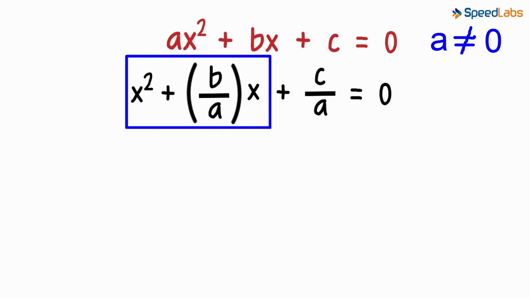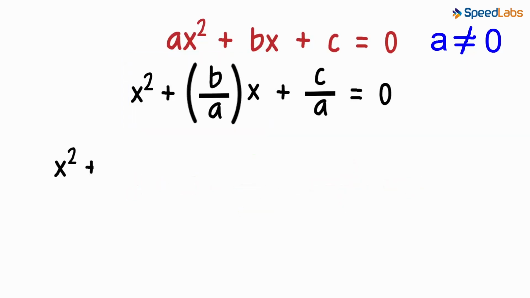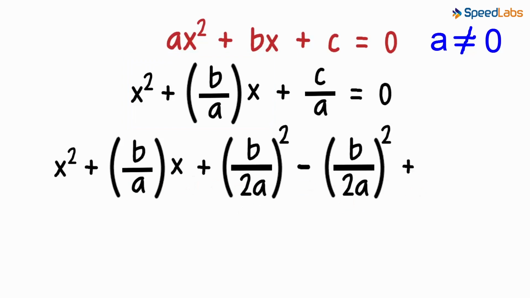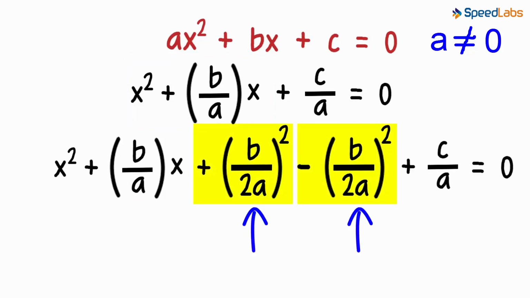Looking at the variable part, we need to think of a third term to add here, which will again give us a perfect square. 2 times x times what will give us b over a times x? It will be b over 2a. So we add and subtract b over 2a the whole squared here.